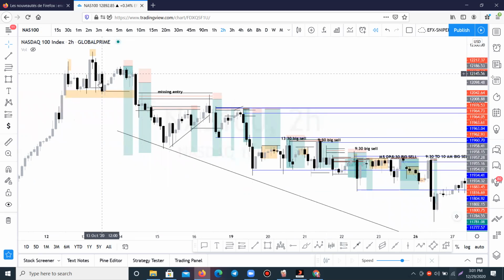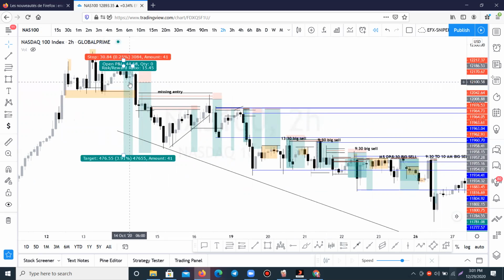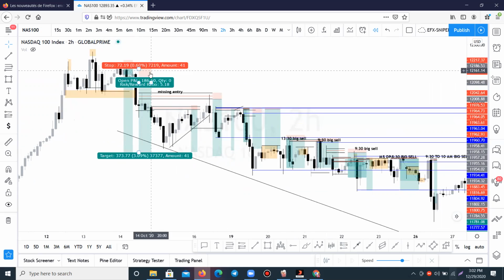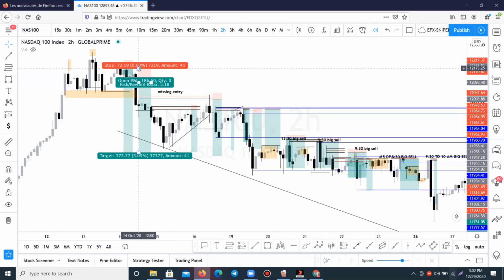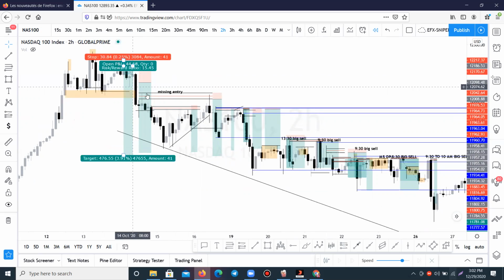Then you check, here market didn't even return back to the SDE by itself, but you can check on my back testing. I even put this one because I was expecting market to return back inside there so that I can sell, but market fell. This is why I wrote missing entry. So market never returned to this area.